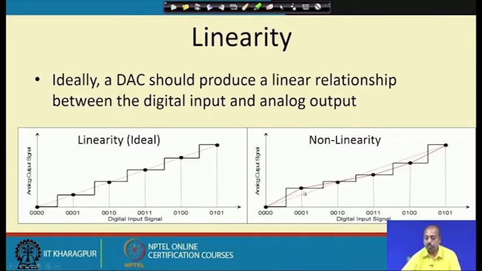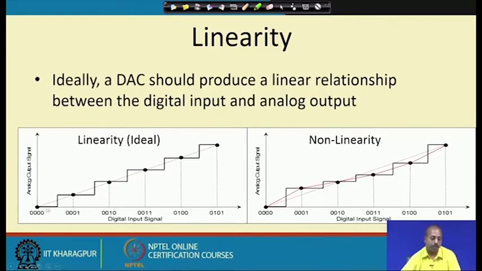On the other hand, we can get a non-linearity. It may so happen that when you change from 0 0 0 0 to 0 0 0 1, the analog voltage increases from this value to this value, so it becomes high like this. Then when you change from 0 0 0 1 to 0 0 1 0, the output does not change that much; it increases only by this small step. Similarly, from 0 0 1 0 to 0 0 1 1 it increases by this much, whereas at a later point it increases at a different rate.